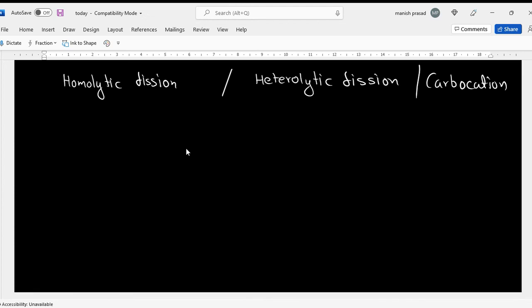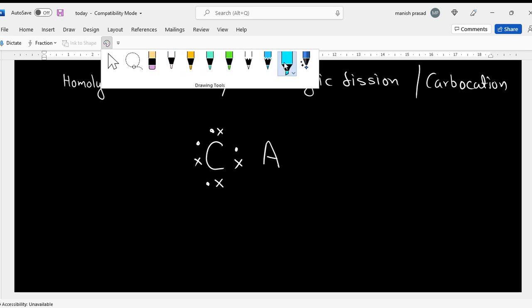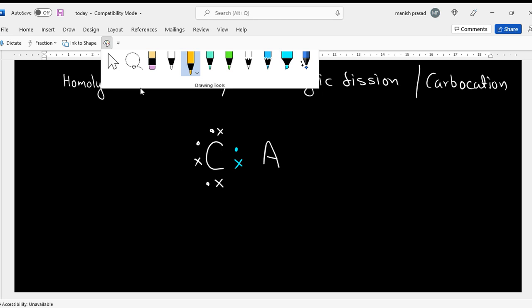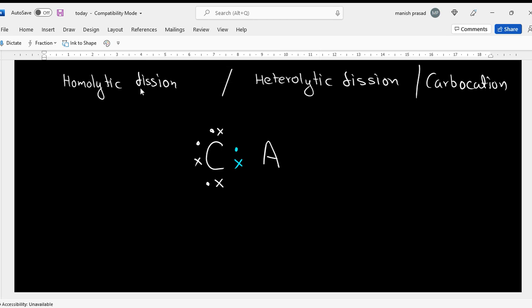Look at how a bond between a carbon, let's say, or any other element is formed. A carbon shares its electron with something else and it forms a bond like this, right? We get two shared electrons in the middle, which forms the bond pair. Now, by any kind of reagent, if we are able to send the electron of carbon to carbon, and we are able to send the electron of A to A, okay?